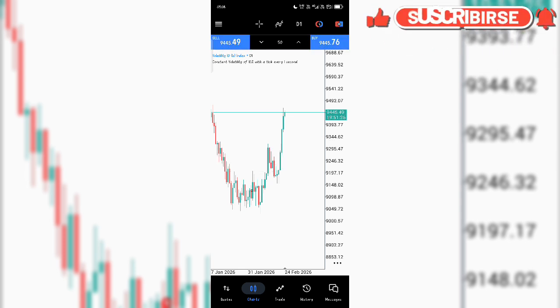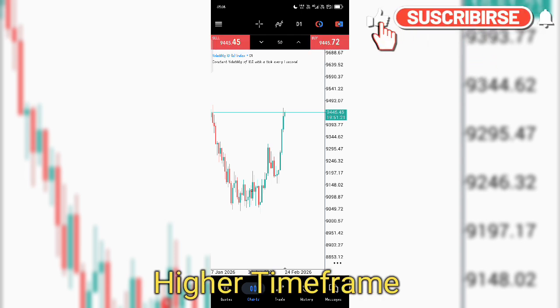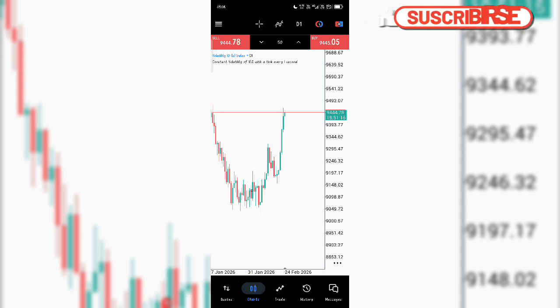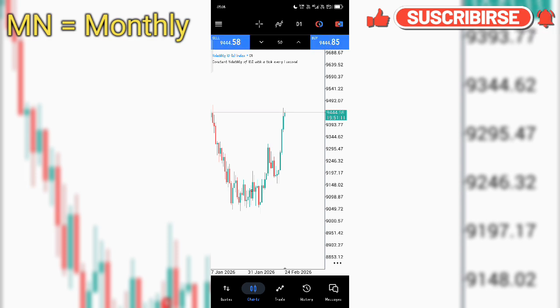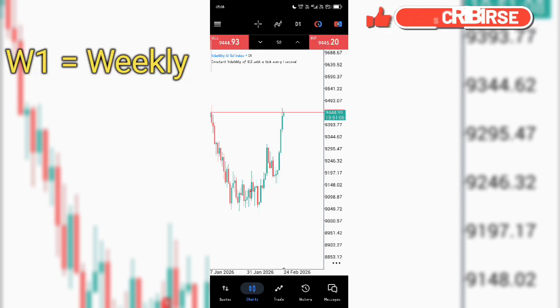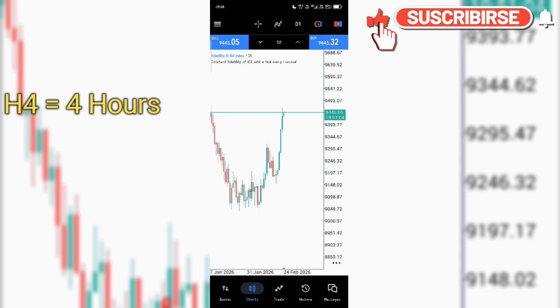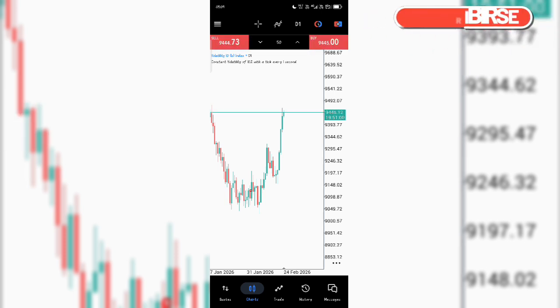Okay, so what you need to do, if you have spotted a particular pair that you want to analyze, make sure that you go to the daily time frame or the weekly time frame. I'm going to classify the time frames for you right here. The higher time frames consist of MN, which is the monthly, W1, which is the weekly, D1, which is the daily, H4, which is the 4 hours, and H1, which is the 1 hour. So that is the higher time frame.